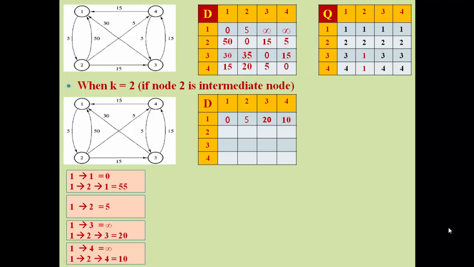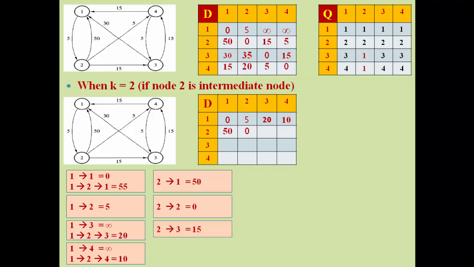Here we are considering 2 as an internal node, and we are going to consider 2 as a source node, so there will not be any change in our second row. All the values will be as they are. So 2 to 1 is equal to 50, and as it is, we have to fill that value here. Then from node number 2 to node number 2 is equal to 0 because it is a self node. Then 2 to 3, there is a direct path from 2 to 3 and 2 is an intermediate node, so the answer is 15.